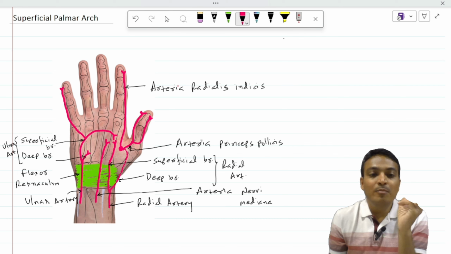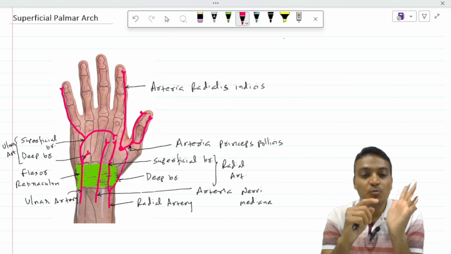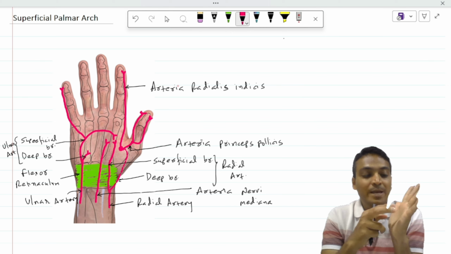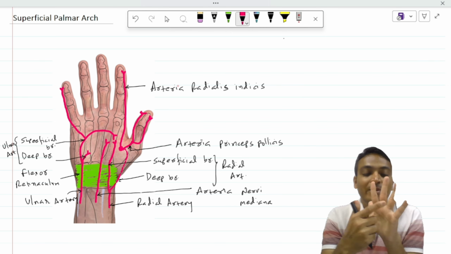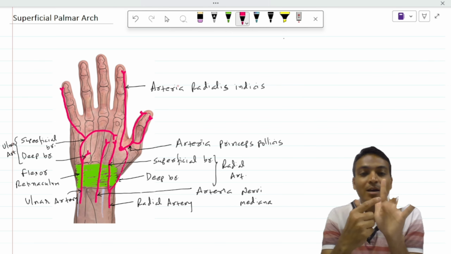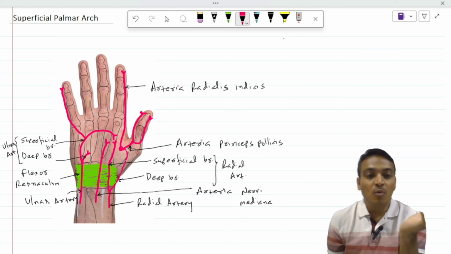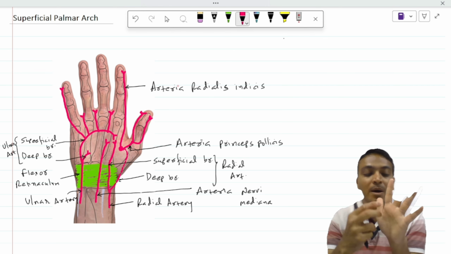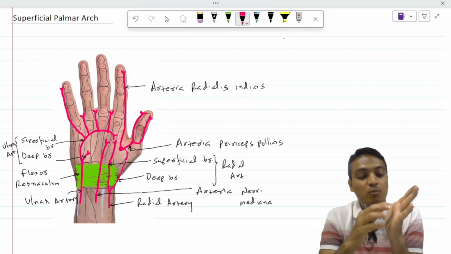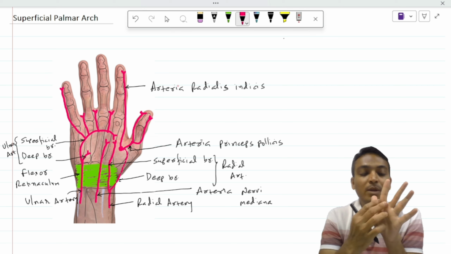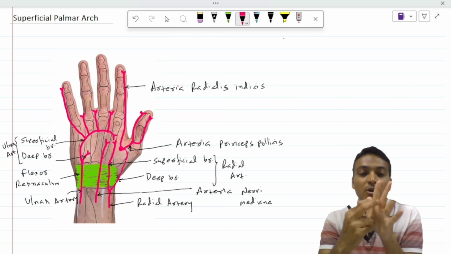The three more branches are provided by the superficial palmar arch into the web spaces between the little and ring finger, between the ring finger and middle finger, and between the middle finger and index finger. In these three web spaces, the superficial palmar arch provides three common palmar digital branches. This is one, this is the second, and this is the third. After reaching the web space, these common palmar digital branches divide into two branches to supply the adjacent sides of the digits.